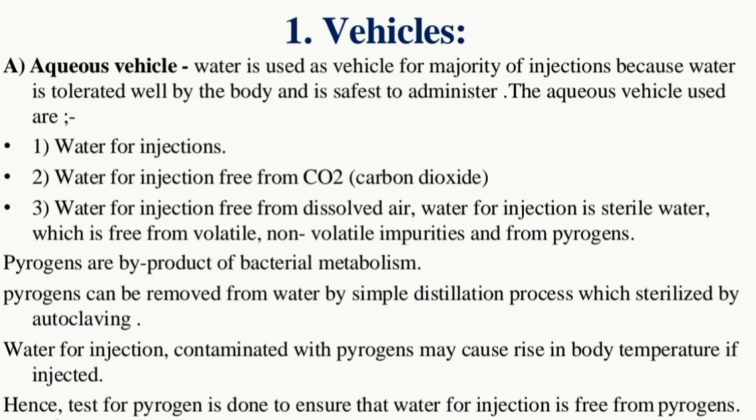Water for injection is sterile water which is free from volatile and non-volatile impurities and free from pyrogens, because they are directly injected into the human body. These pyrogens are a byproduct of bacterial metabolism. Pyrogens can be removed from the water by a simple distillation process, which is then sterilized by autoclaving. Water for injection contaminated with pyrogens may cause a rise in body temperature if injected. Hence, the test for pyrogens is done to ensure that the water for injection is free from pyrogens.